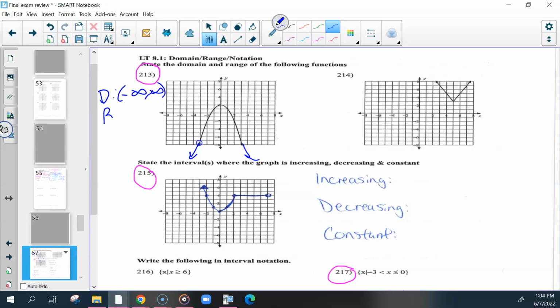Our range, we're looking at lowest to highest. So lowest, this is going to keep going off the graph, off the page, starting at some negative infinity. But this does have a stopping point. It stops at 2. And because this isn't an open circle, this would be a bracket. Do we have any questions on that one?